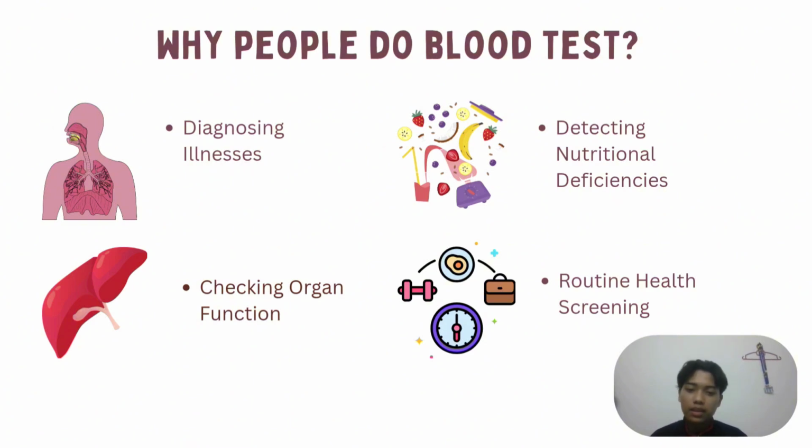Other than that is checking organ function. Our organs like the liver, kidney, and heart release certain chemicals into the blood. So the blood test can check if these organs are healthy or not by measuring those chemicals. And lastly is routine health screening. Even if we feel healthy, regular blood tests help catch problems early before they become serious. For example, high cholesterol may not show symptoms at first, but it increases heart disease risk.